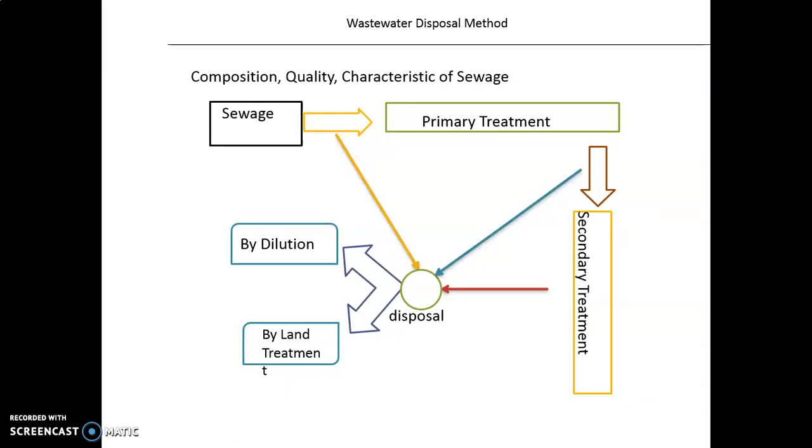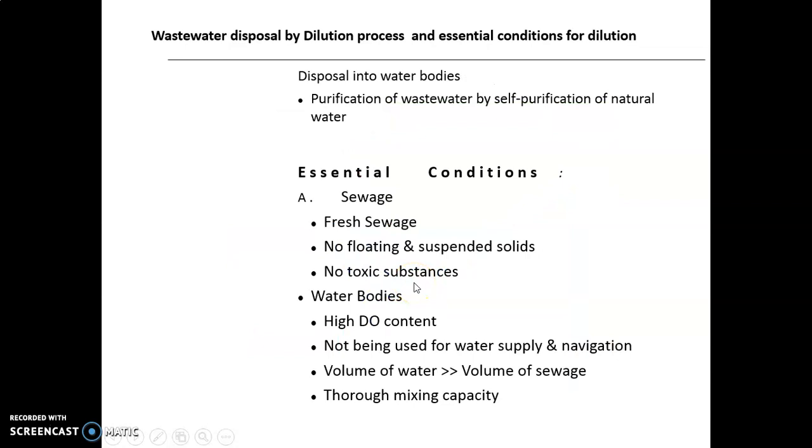So next we need to discuss sewage disposal methods. This includes the composition, quality and characteristics of sewage. After collecting all the sewage, we need to do a primary treatment. After primary treatment there will be a secondary treatment and disposal. Disposal has two types: by dilution and by land treatment.